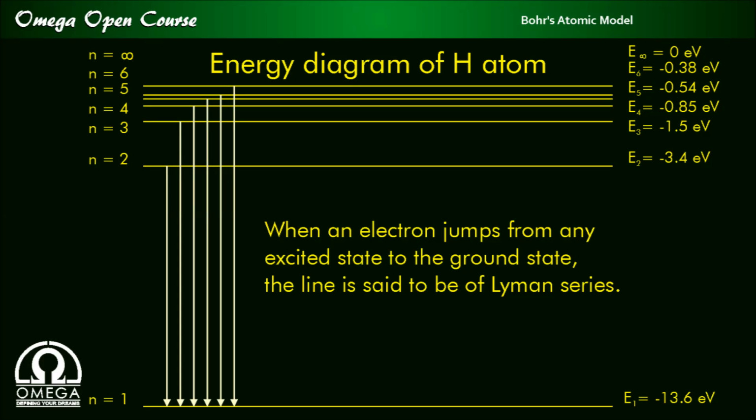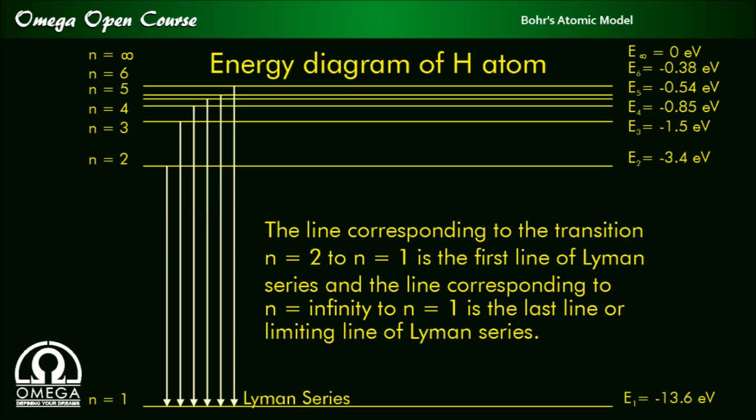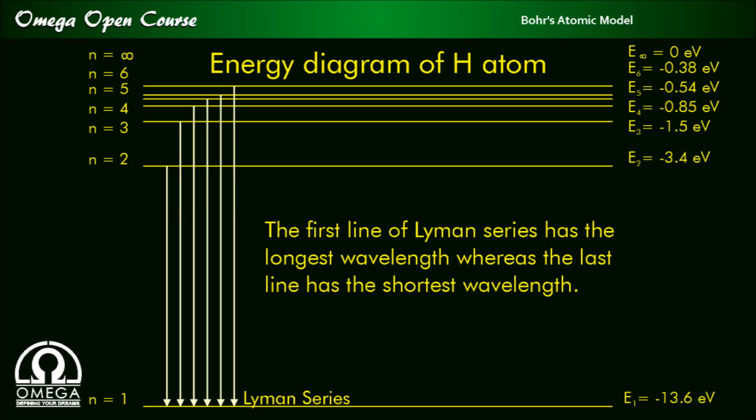When an electron jumps from any excited state to the ground state, as was the case in previous examples, the line is said to be of Lyman series. All the vertical lines shown in the diagram represent the lines of Lyman series. The line corresponding to the transition from n = 2 to n = 1 is the first line of the Lyman series, and the line corresponding to n = infinity to n = 1 is the last line or limiting line of the Lyman series. Since the energy of the photon emitted in the first line of Lyman series is smallest among all the lines of the series, the wavelength of the first line is the longest one. Similarly, the energy of the photon of the last line is largest, so its wavelength is smallest.